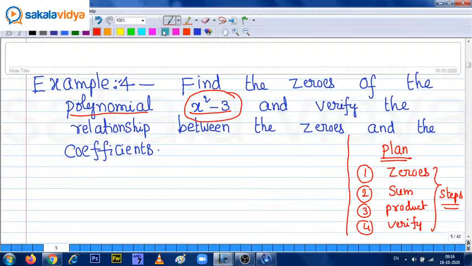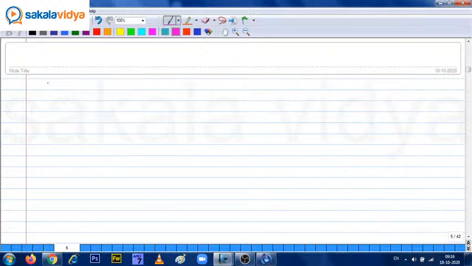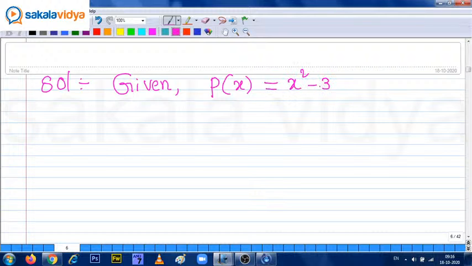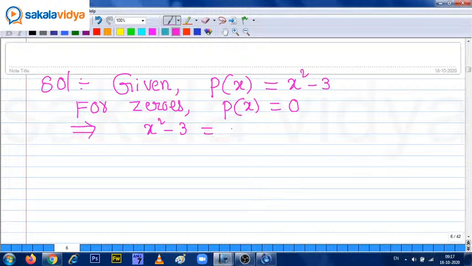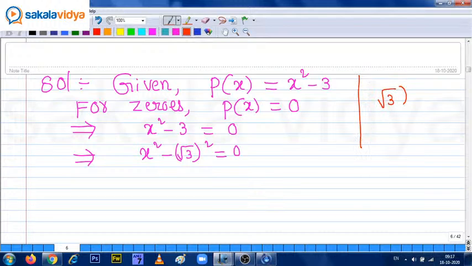So this is the polynomial. Now the solution. Given p of x equals x square minus 3. For zeros, p of x is equated to 0. That implies x square minus 3 equal to 0. So this can be written as x square minus root 3 whole square equal to 0. Because root 3 into root 3 is 3. So 3 can be written as root 3 whole square.